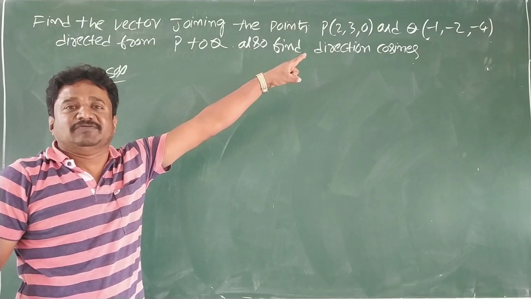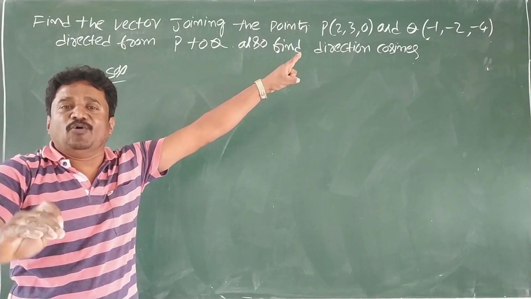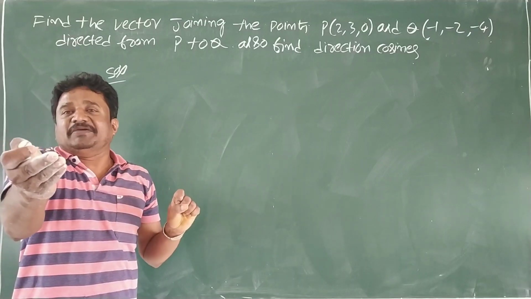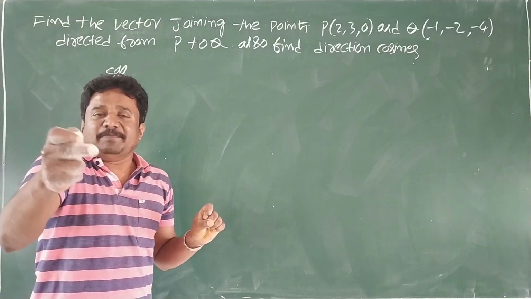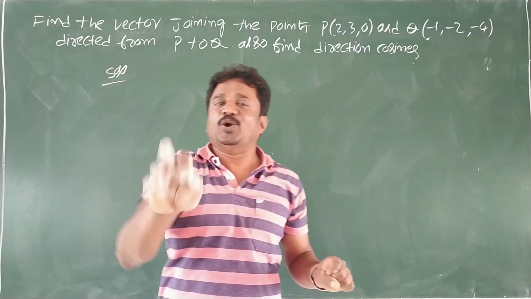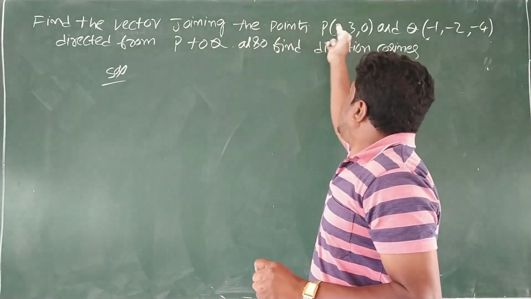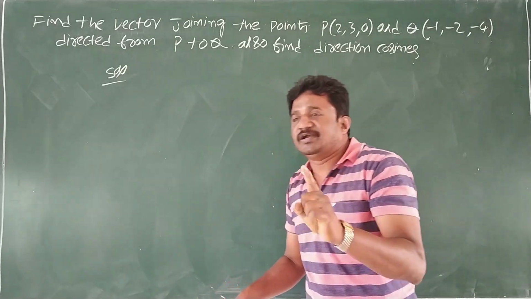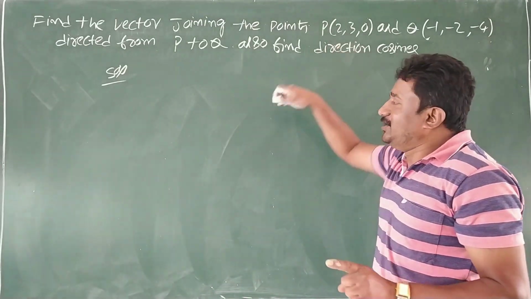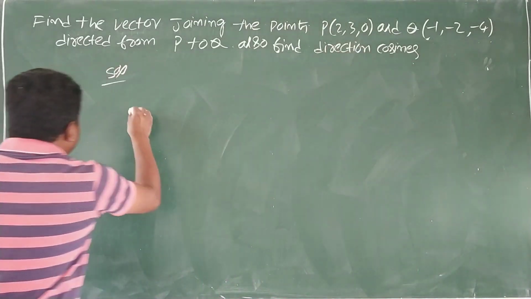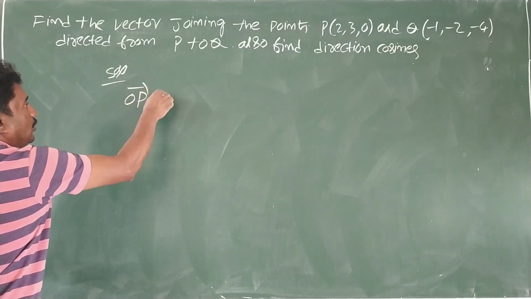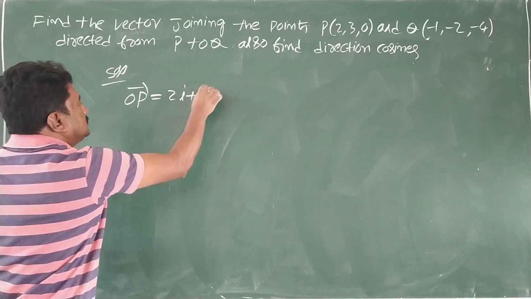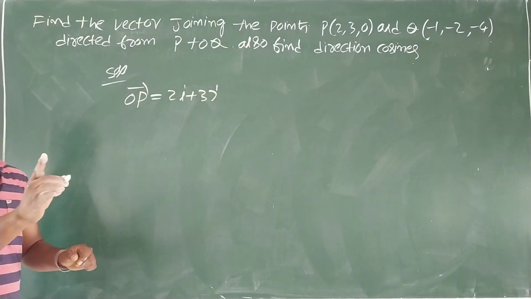Solution. Whenever a point is given, how do you change the given point into a vector using position vectors? I made that note already in your notes. Changing a point into a vector means you use the position vector. Tell me vector OP: 2i plus 3j plus 0k, the 0k is not required.